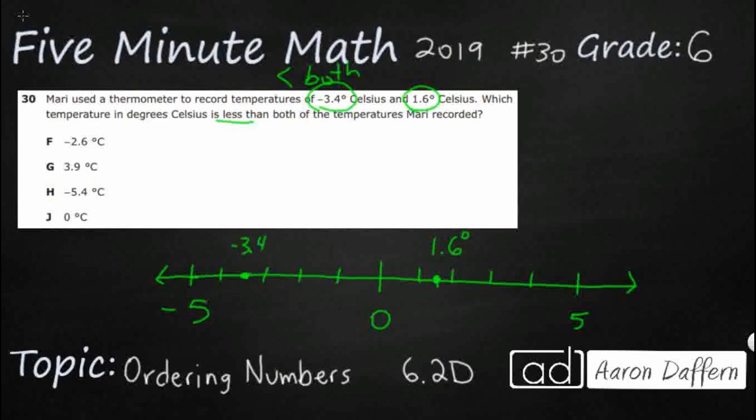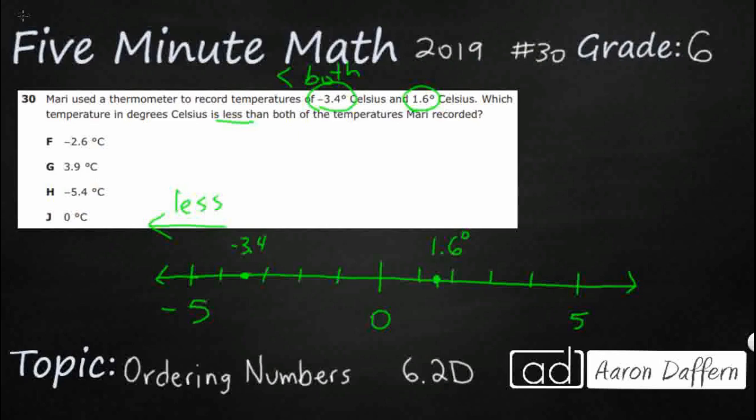So I'm looking for something that is less than both. Remember, less is to the left when we're looking at our number lines. We're looking at something to the left of both negative 3.4 and 1.6. Since negative 3.4 is smaller, we'll just look at anything that's less than that.